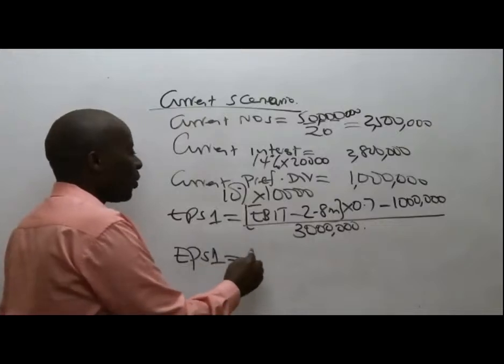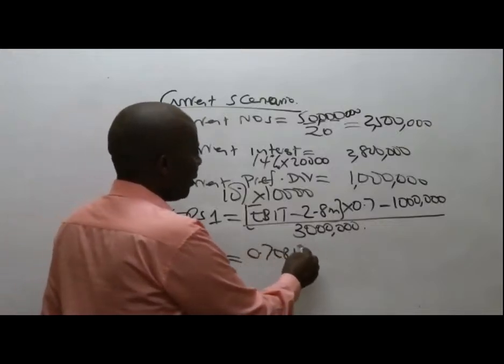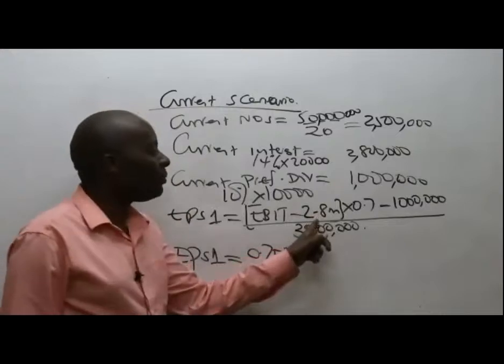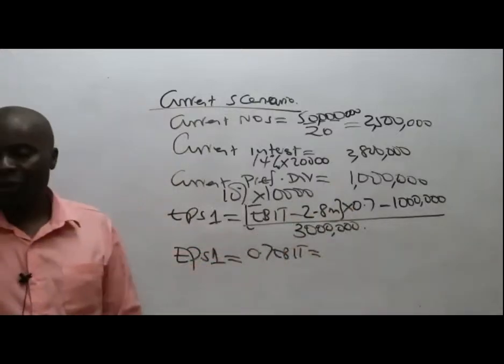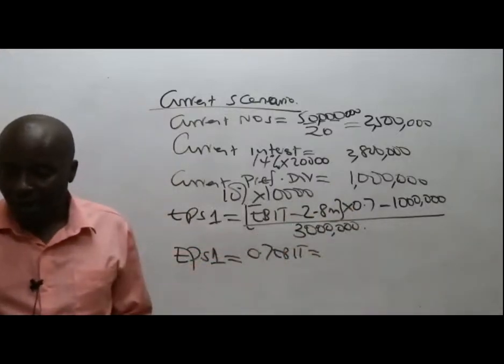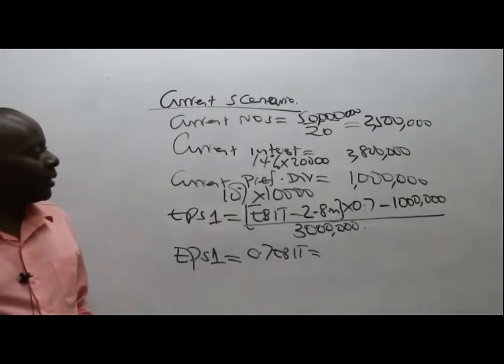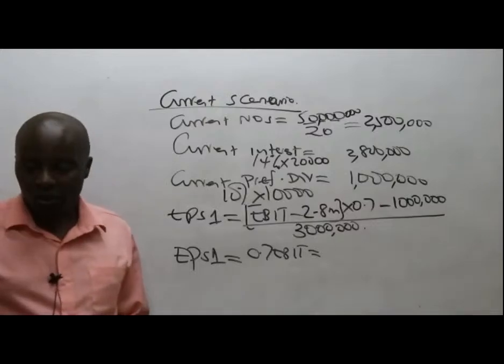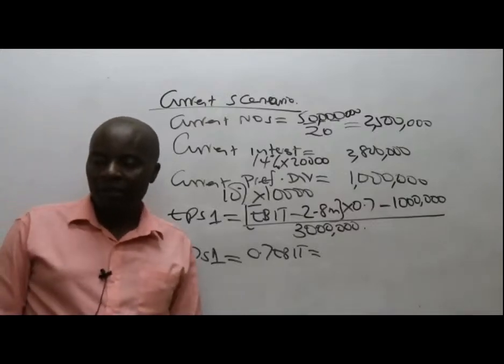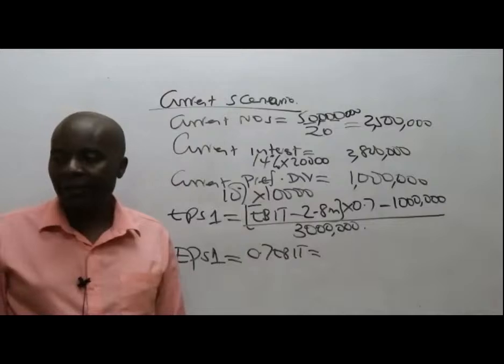So EPS 1 will be 0.7 EBIT. What is 2.8 million times 0.7? They're telling me to check on my interest. I don't know whether it's wrong. Is my interest wrong or it's okay?